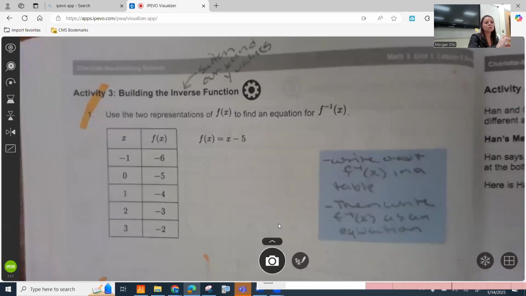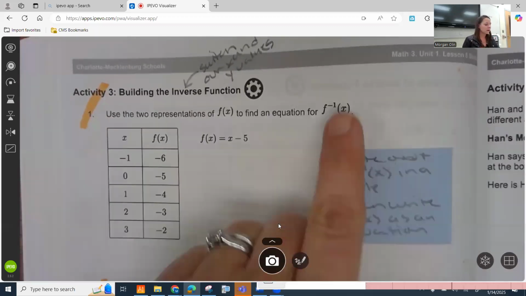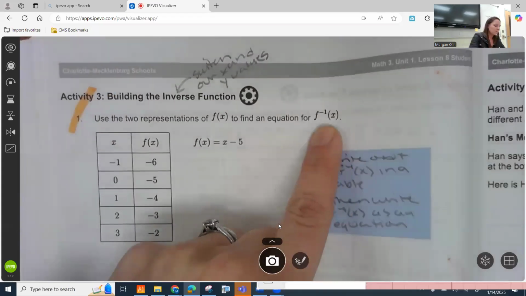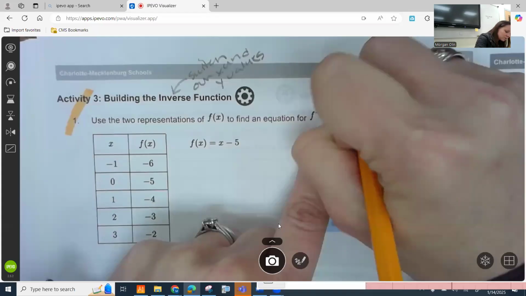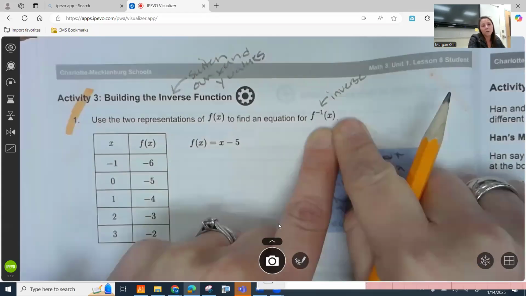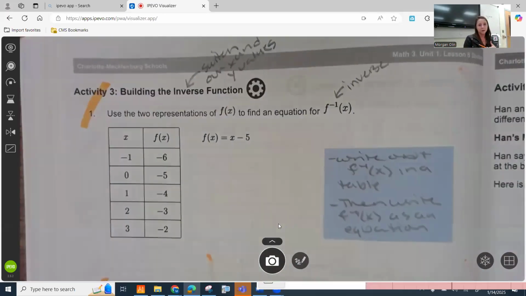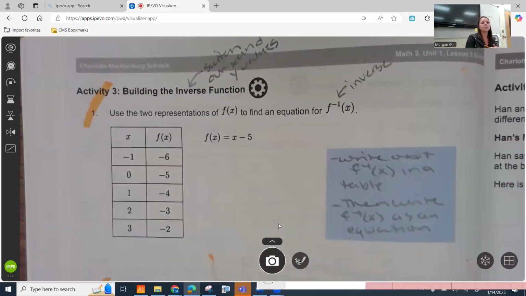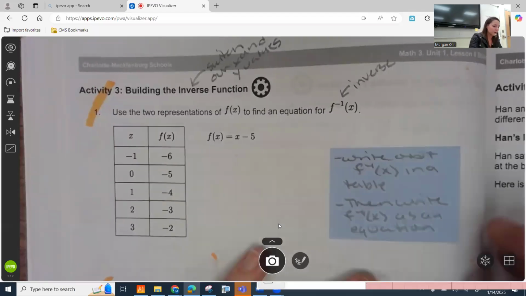Okay, use the two representations of f of x to find an equation for f inverse. Now, we haven't seen this before, but what this means is inverse. And anytime you see this, it looks like f to the negative 1 of x. You'll hear me say that. We want to find the inverse. Okay, so use the representation of f of x to find an equation for the inverse.